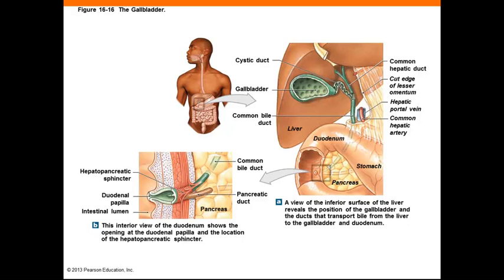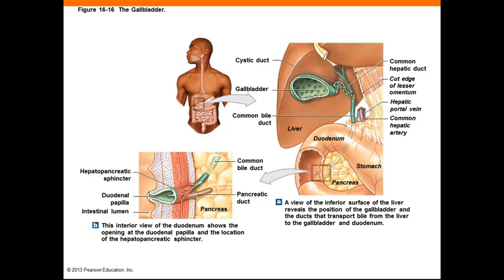Bile then flows into the common hepatic duct and into the common bile duct, and from there into the duodenum. If the hepatopancreatic sphincter is open, it will flow in, or if it's closed, it'll back up into the cystic duct and be stored in the gallbladder.